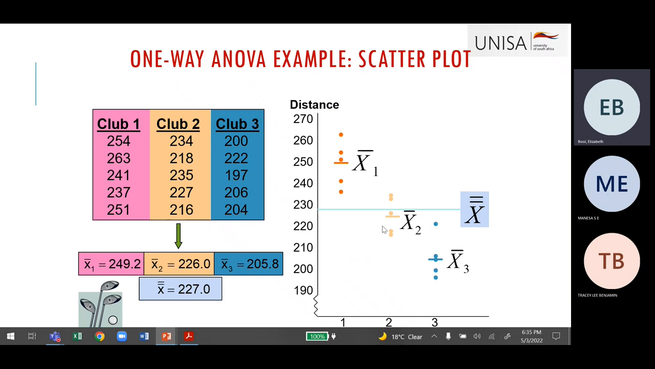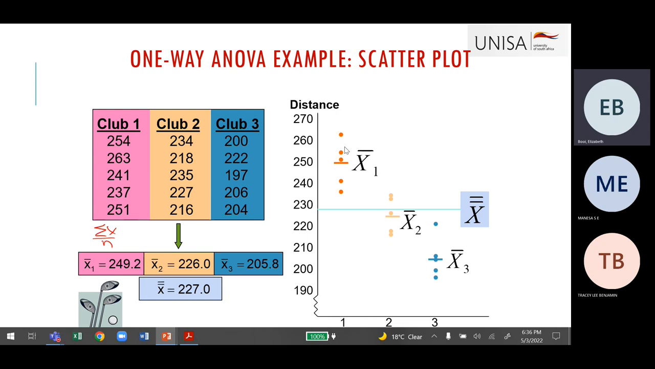I'm just demonstrating. Here is my group one, and I can see where the mean of group one is. I can look at group two as well and see where its mean is, and do the same with group three. I'm able to calculate the mean, knowing that the mean is just the sum of observations divided by how many there are. If I add all the observations for club one and divide by five, I get 249.2, which is the mean that I see there.